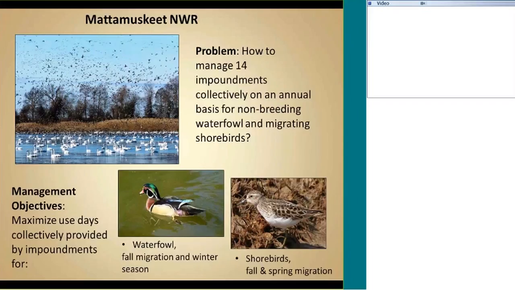Let's start at the top. The first thing you need to do is define the problem statement. That statement is: how do we manage these 14 impoundments collectively on an annual basis for non-breeding waterfowl and migrating shorebirds? That was the goal. The management objective we set for ourselves was to maximize the use days collectively provided by these impoundments for our two focus groups. We wanted to maximize use days for waterfowl during fall migration and winter, or the overwinter period. We also wanted to maximize shorebird migratory habitat for both fall and spring migrating shorebirds that use these habitats, these freshwater marshes.